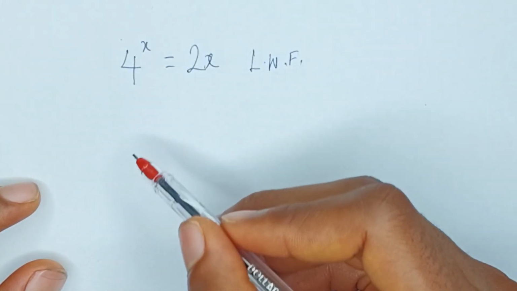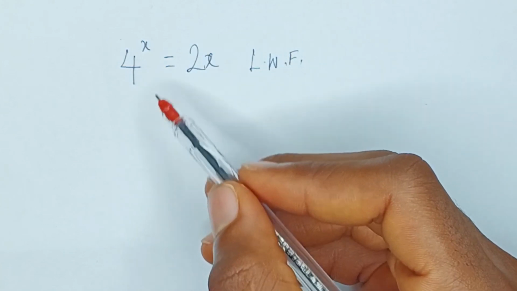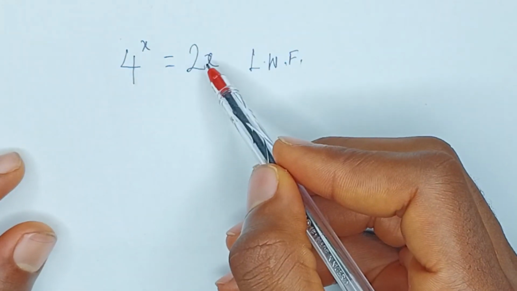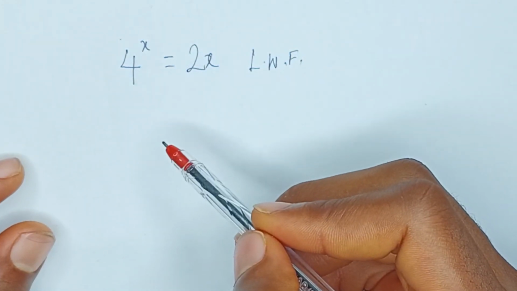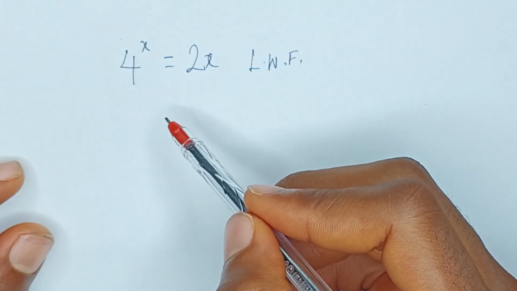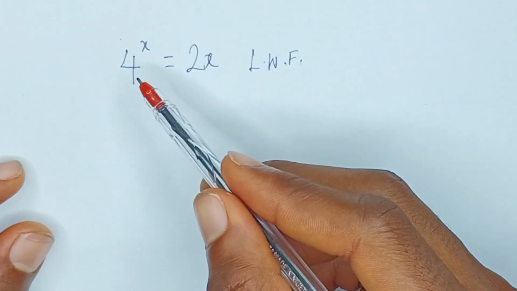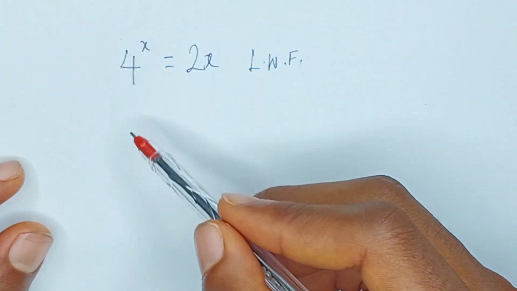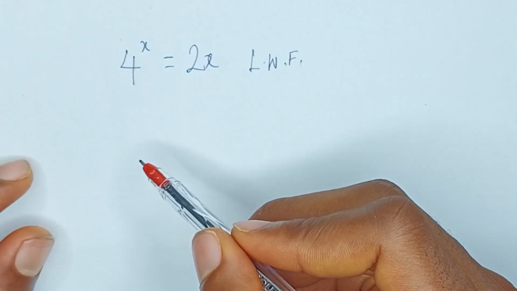If you watch closely, you're seeing that you have x in the power and x in the base. So that is the point where we use the Lambert's W formula. When we have x both in the power and in the base, we use the Lambert's W formula. Now, what does this formula state?